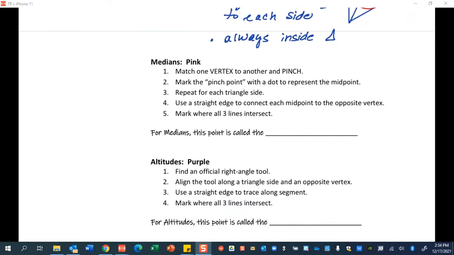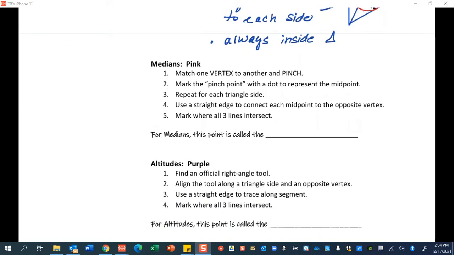Now we get to talk about our medians, and our medians were the cool one. We pinched again, so pull out your pink triangle. With your pink triangle, we again talked about finding the midpoint, but instead of folding, we just pinched. And instead of connecting these to make mid-segments, I drew a line from each midpoint to the opposite vertex.